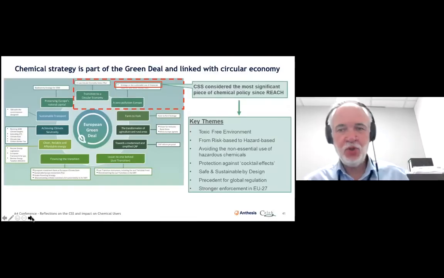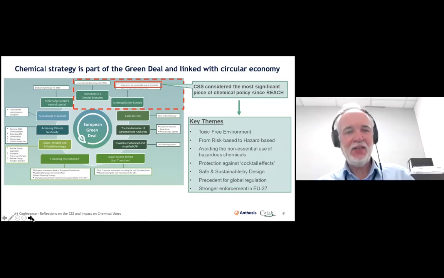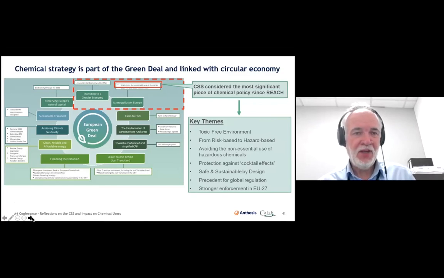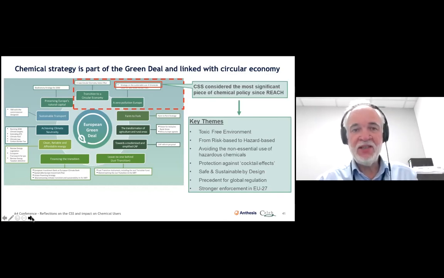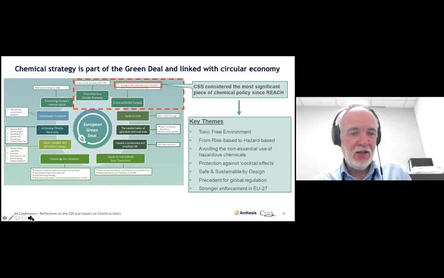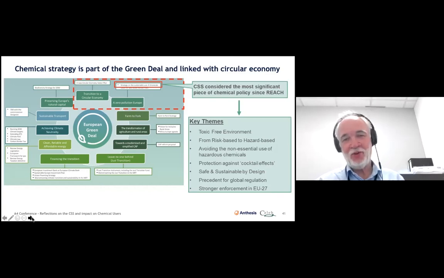So just to introduce this element, I mentioned earlier on in the previous session that the chemical strategy for sustainability has been introduced as part of the wider European Green Deal. And it is fundamentally linked with a number of other measures, including the Circular Economy Action Plan. So there's quite a significant connection between chemical strategy and the promotion of a circular economy. I should mention that although the European Green Deal was launched in December 2019, the launch of the Chemical Strategy for Sustainability was the 14th of October last year, 2020. So we have been celebrating its first birthday in recent weeks.